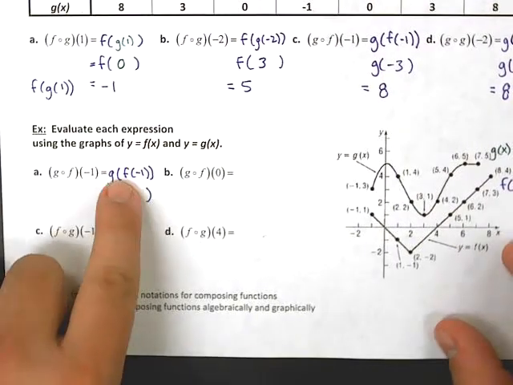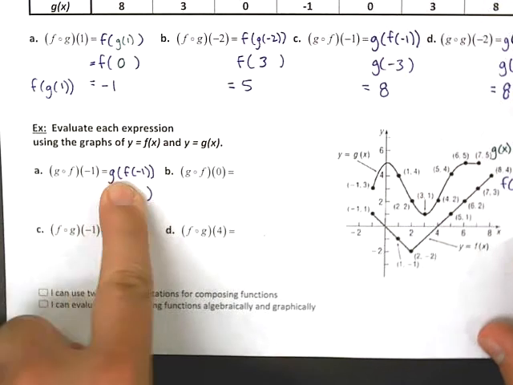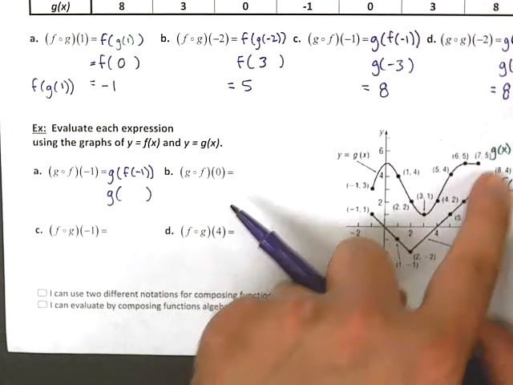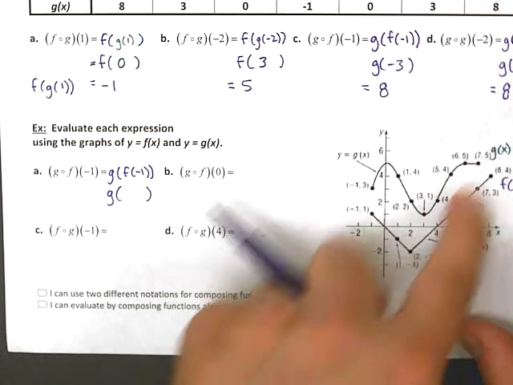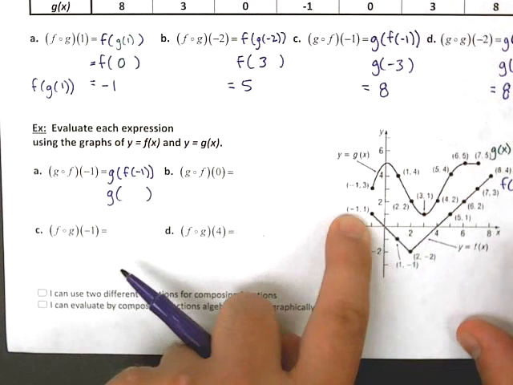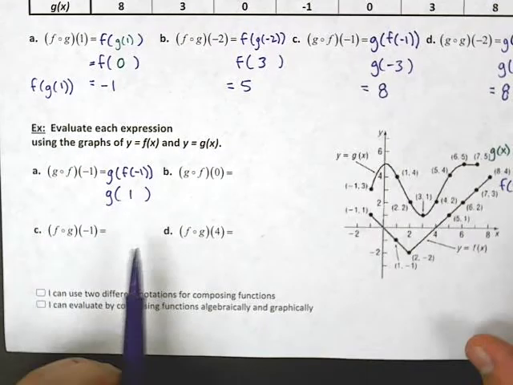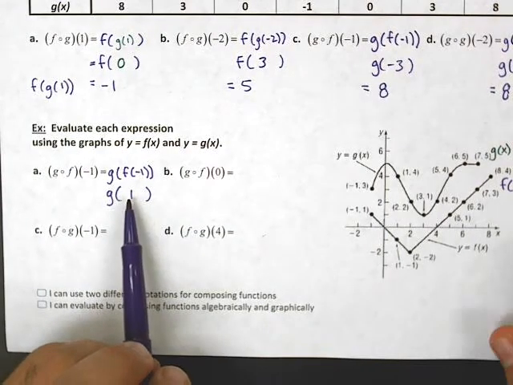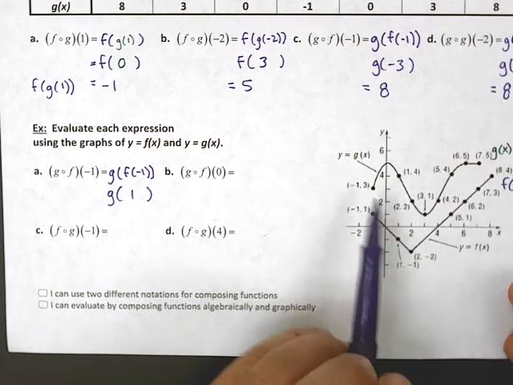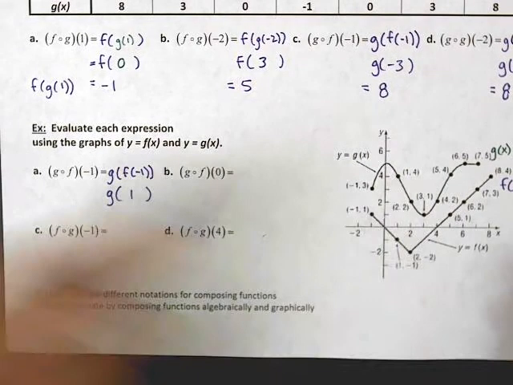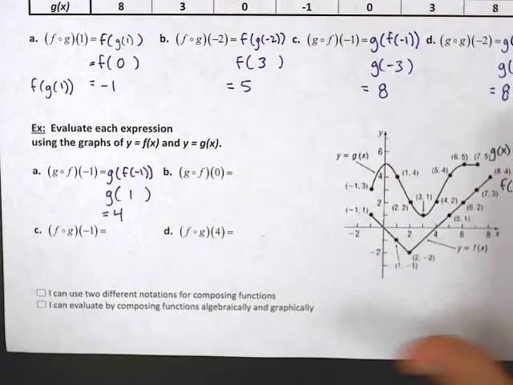So I need to find f of negative 1. If it's an f function, then I need to input negative 1 into this bottom graph. So negative 1 is here, which has an output of 1. So I write a 1. Now what do I do? I take the input of 1 and I put it into the g function. So my g function is the top. When I input 1, or an x value of 1, I get 4.